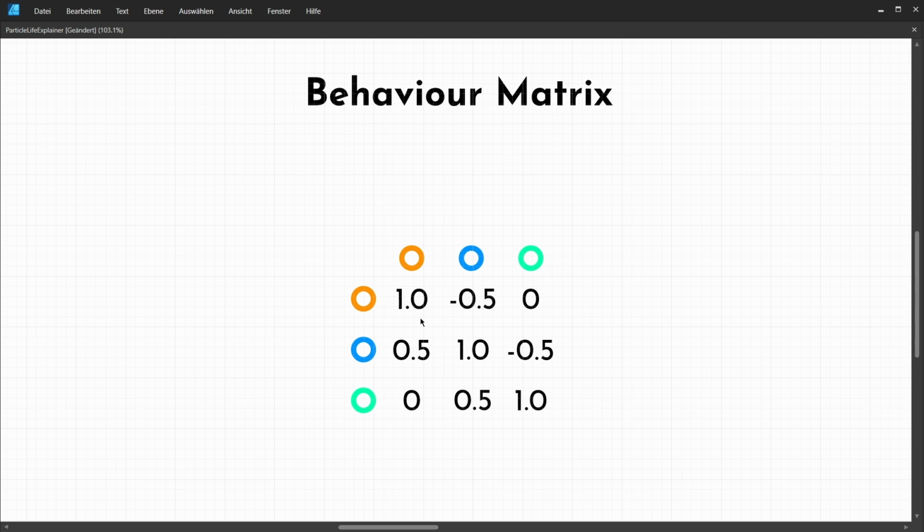And if we have a very positive value in one of those fields, this will mean that a particle is very much attracted to that other particle. If we have a negative value here, that means that a particle will be repelled. And if we have just a 0 here, that means that both of those particles won't act on one another. There won't be any forces to speak of.